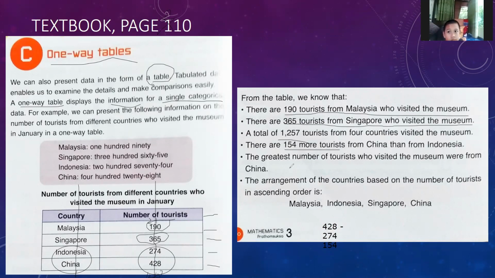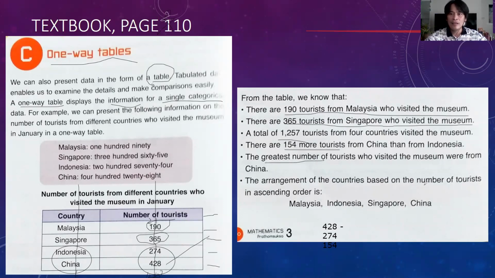Thank you. The greatest number of tourists who visited the museum were from China. Yes or no? Yes, obviously it is. And then the arrangement of the countries based on the number of tourists in ascending order. So ascending order, meaning from the small number of tourists to the biggest number of tourists. So Malaysia is the smallest, followed by Indonesia, which is 274, and then followed by Singapore, 365. And the highest is China.